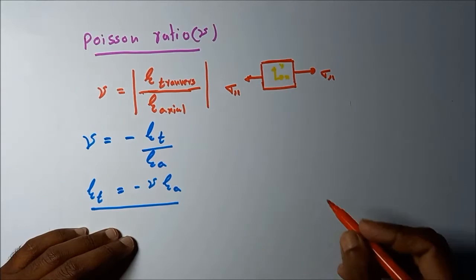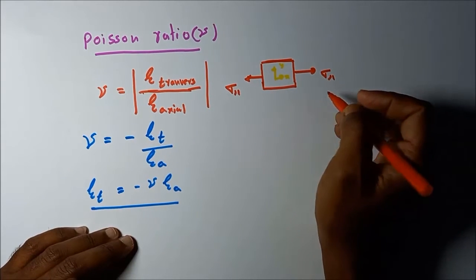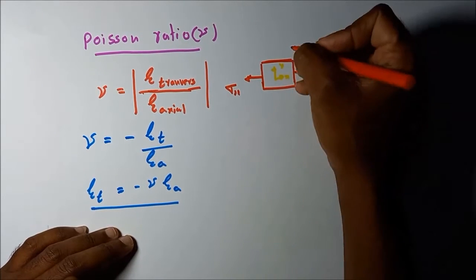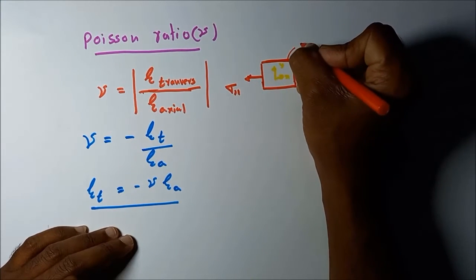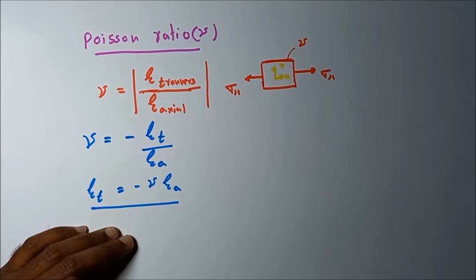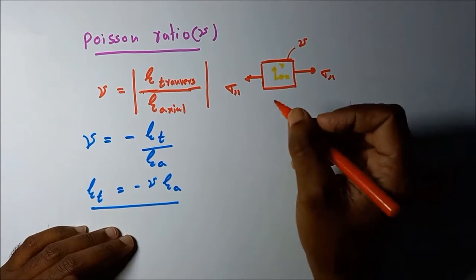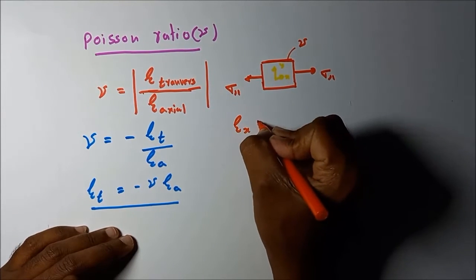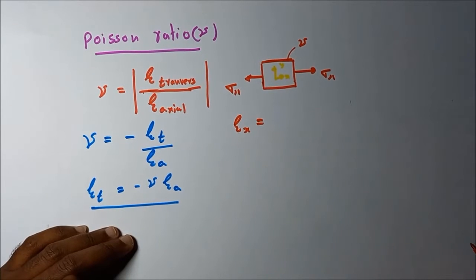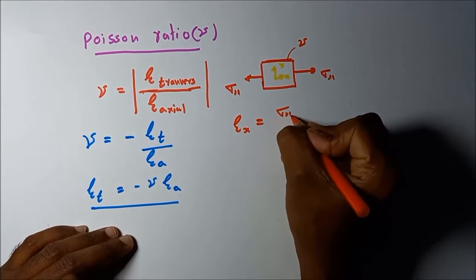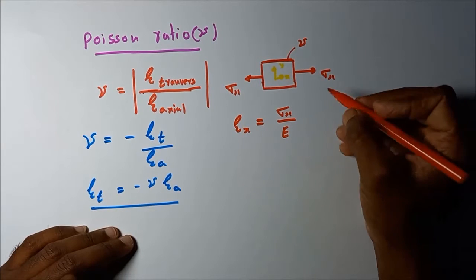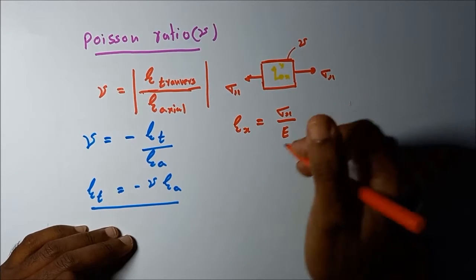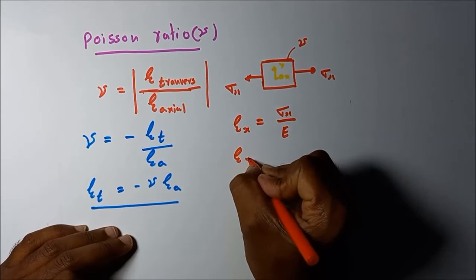X and the y. Then, what is the strain in x direction? Let's take the material Poisson ratio as nu. Due to sigma x, what is the strain in x direction? If the material deforms in the linear elastic region, we can simply say sigma x divided by E. Then what is the strain in y direction?